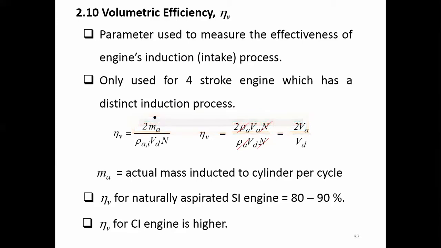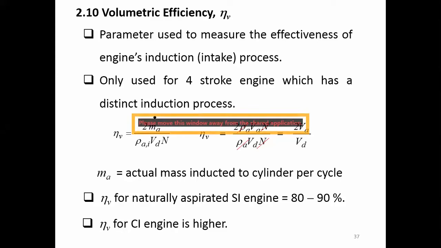For the 4-stroke, you have one process for intake, right? But for the 2-stroke engine, you don't have. It happens along with what? The compression process for the intake, and the expansion or power process for the exhaust, right? So this parameter is only used for the 4-stroke engine, right?